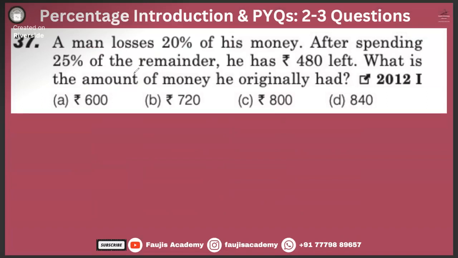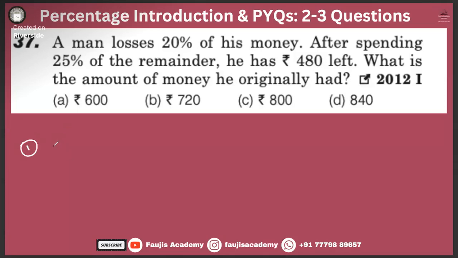Yeah, please do this one quickly. We'll finish off this chapter before 10:30. A man loses 20% of his money after spending 25% of the remainder. He has 480 left. What was the amount of money he originally had? There are two ways to solve this question. First one is you do the procedure. The second method is the option method.